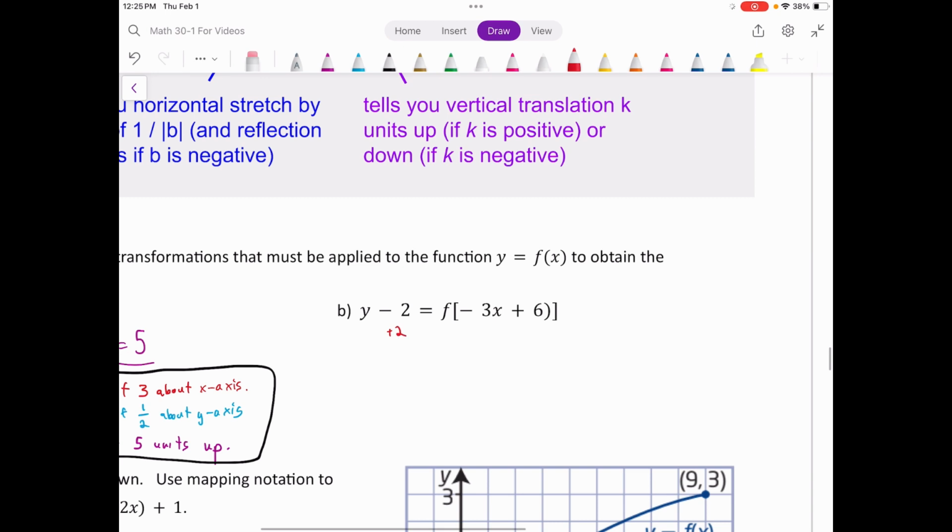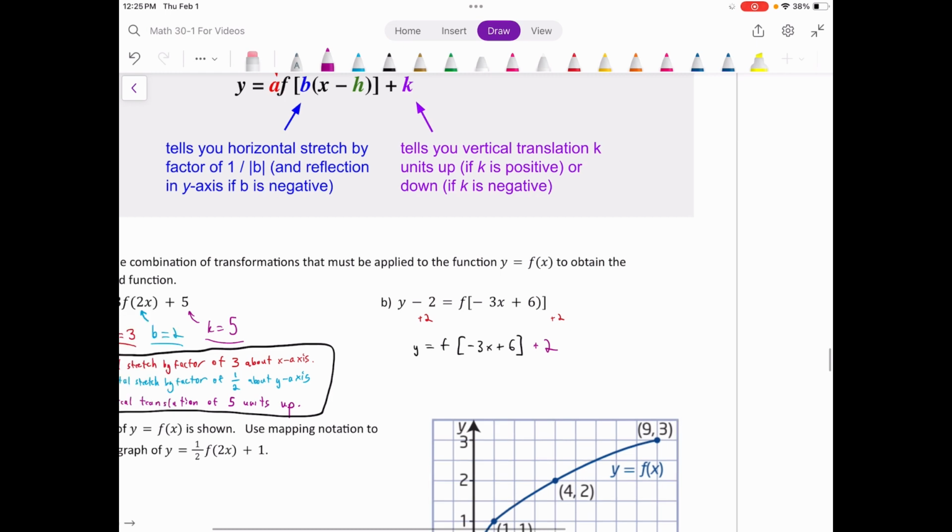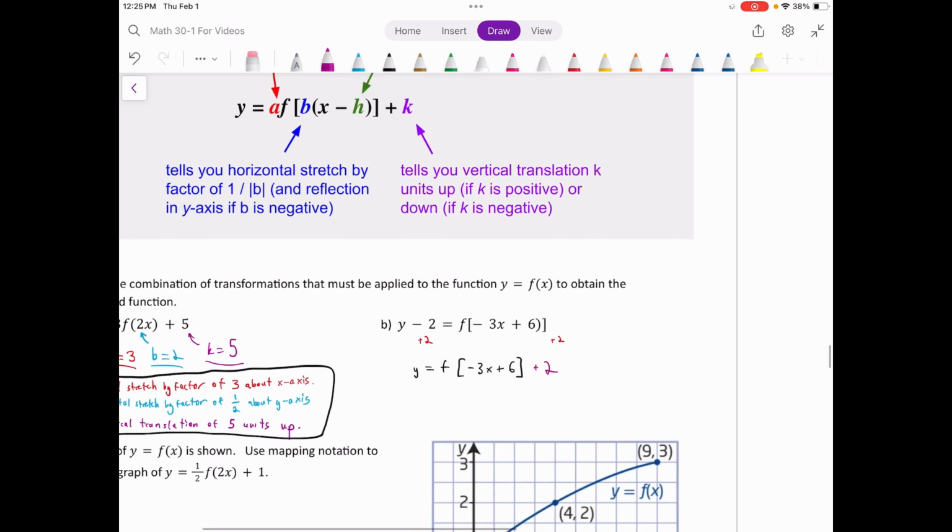I'm going to add 2 to both sides, and then I'll have y equals f of -3x plus 6, and now I can see, okay, that +2, that's really just my k value, right? We're adding 2. Now another thing, they're really trying to get us here, because look, -3x plus 6, is that in this form? Not quite, right? B is supposed to be getting multiplied in that form by the whole thing.